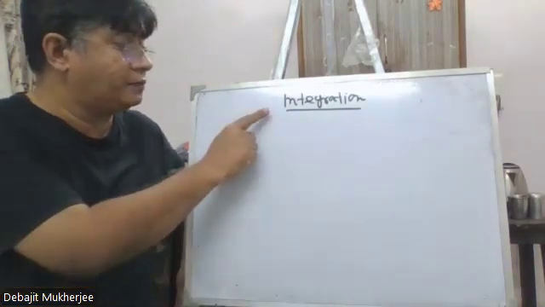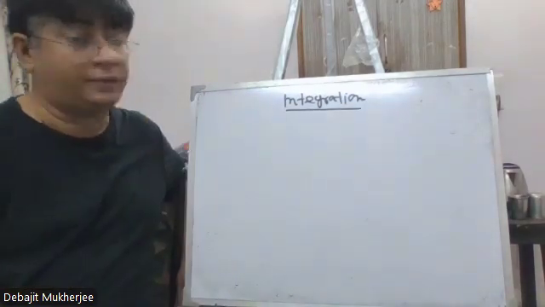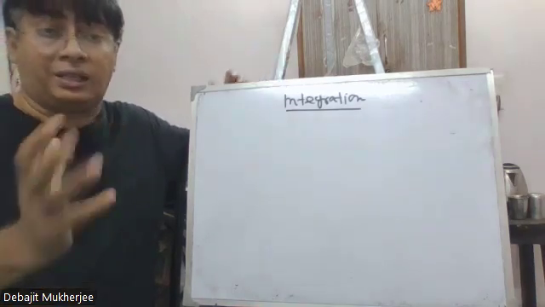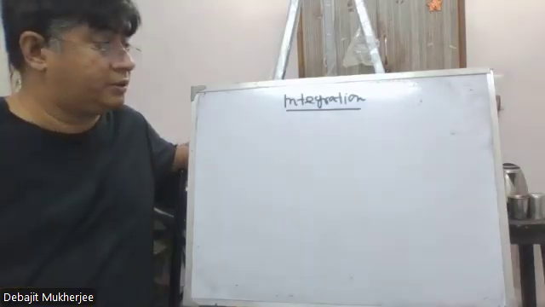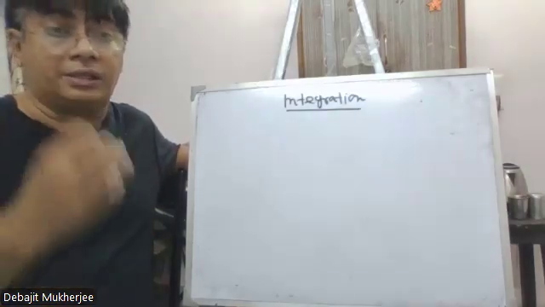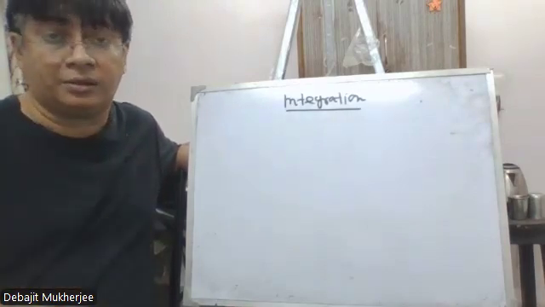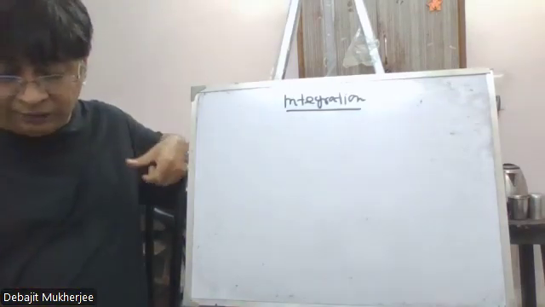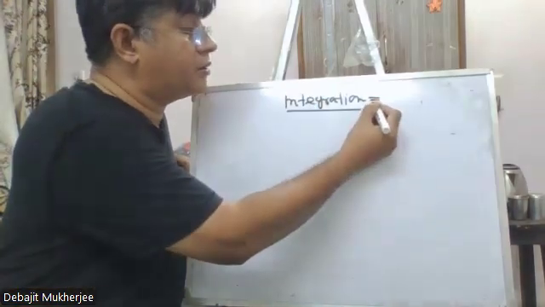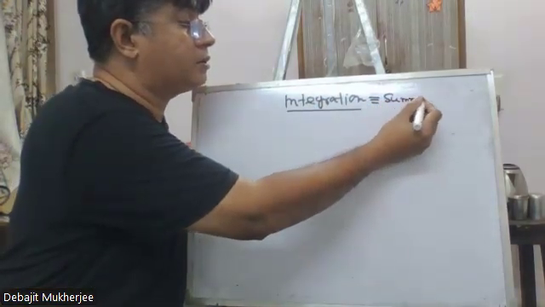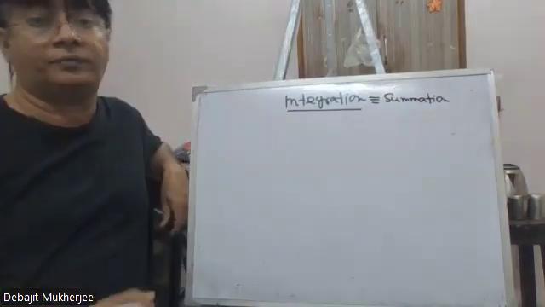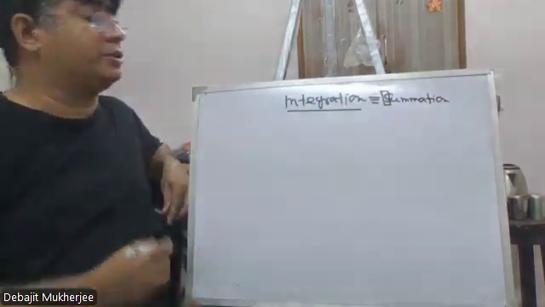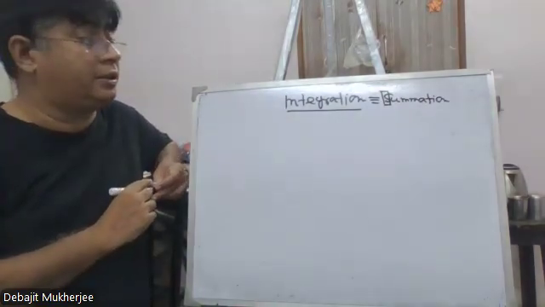But see, if I analyze the nomenclature, integration, it means what? Means combining, summation. You have heard the term national integrity, means all communities to be put together. So integration refers to that. So integration means summation. Now summation's first alphabet is S. So integration will be denoted by S.